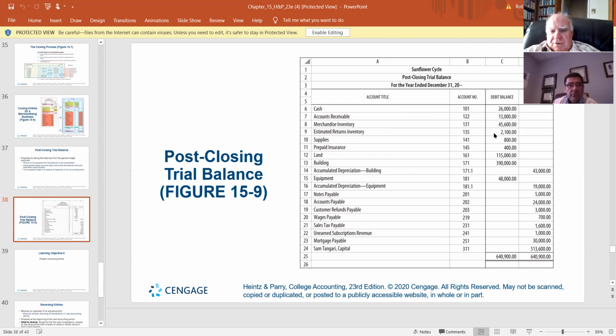And here is the closing trial balance. Sam Tangiri, he's now up to 513,600. Notice that the drawing is gone. You never put drawing on a financial statement. Never. That's not the business of the public. And putting it on there would possibly confuse people, or they would misinterpret it. Sam Tangiri, his company made a ton of money last year. That's all they need to know. They don't need to know that he took 4,000 out for his own purposes.